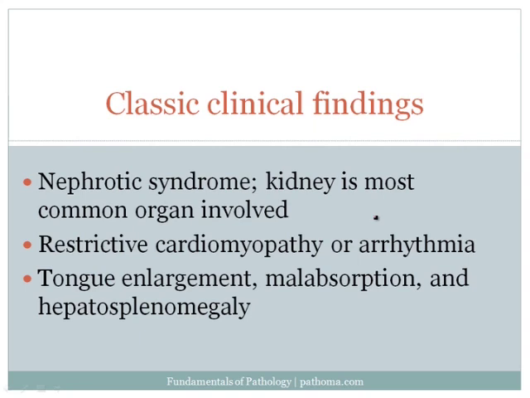Another complication would be arrhythmia. And then finally, other organs can be involved. For example, the tongue can become enlarged. The wall of the bowel can become thickened, leading to malabsorption. And the liver and the spleen often are enlarged as well.